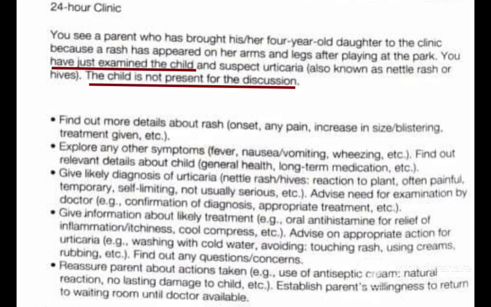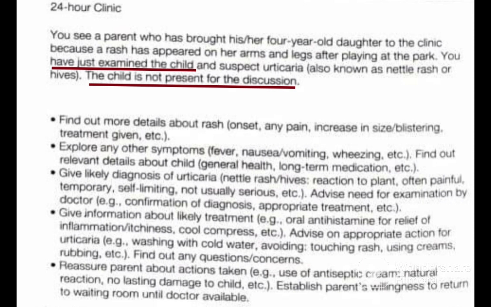You see a parent who has brought his or her 4-year-old daughter to the clinic because a rash has appeared on her arms and legs after playing at the park. You have just examined the child, so this is a non-case, and you suspect urticaria, also known as nettle rash or hives. The child is not present for the discussion. So you have to make a clear introduction in this scenario, because the child is not present, but you have just examined the baby.